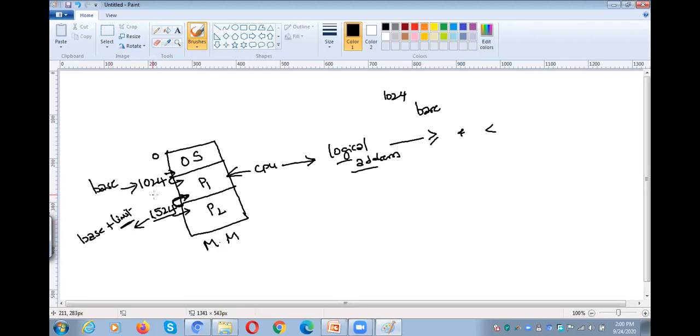What is a limit? Limit is the range of a process. Here the range of the process is 500. So what is the base? 1024. So 1024 plus 500 means 1524. If we add the size or range of a process to the base address, then we will get the ending address of a process.